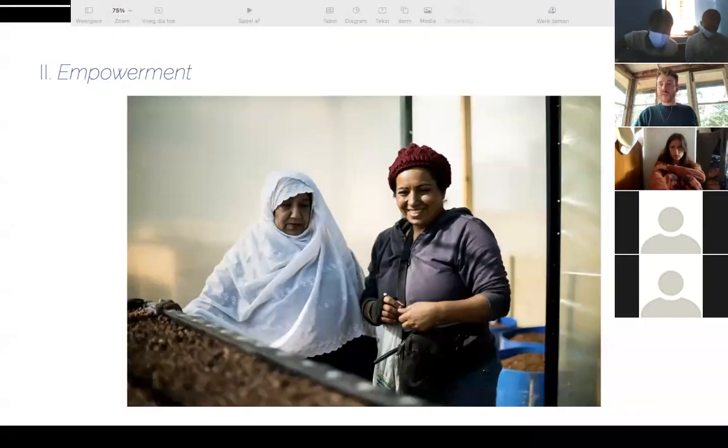Another aspect that you can achieve with urban farming is empowerment. Empowerment for youth, empowerment for marginalized, disadvantaged people in society, empowerment for children, empowerment for elderly people, empowerment for women, for men as well. I don't think we need to put a label on it. I think everyone has the right to their specific needs to be empowered and to feel empowered.